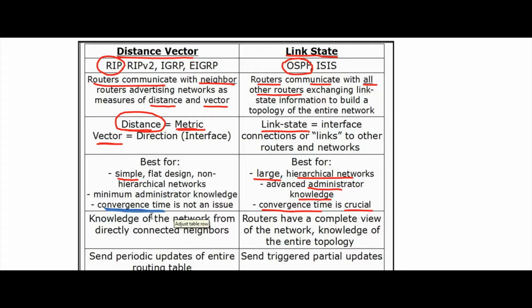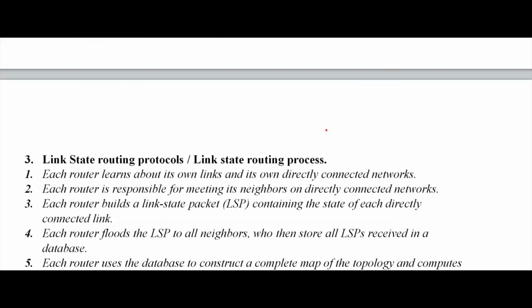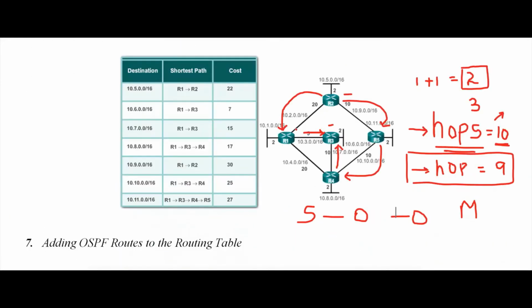So the link state routing protocol is going to use so many metrics. What is that metric? The metric is things like the bandwidth of the line. What is the bandwidth of this? What is the delay? There are so many things available. We will see it later.